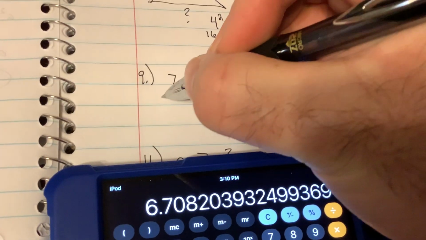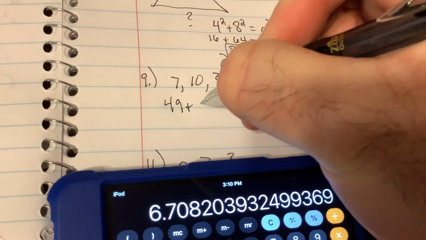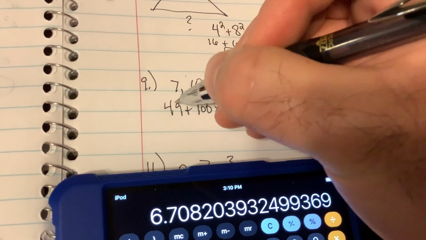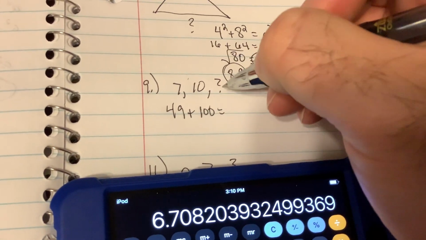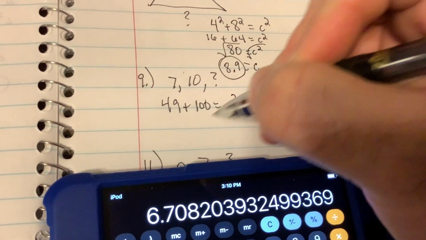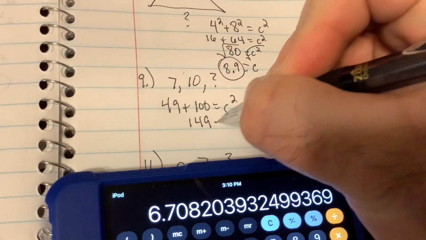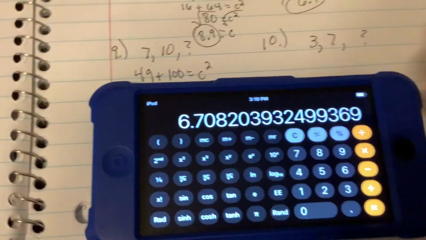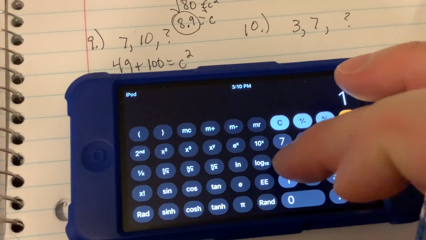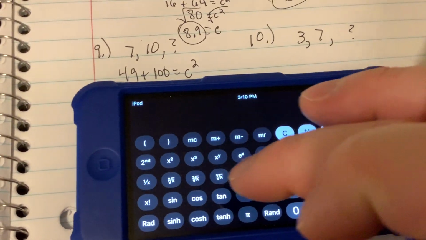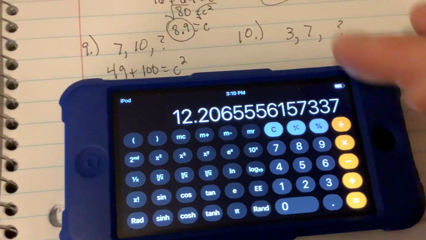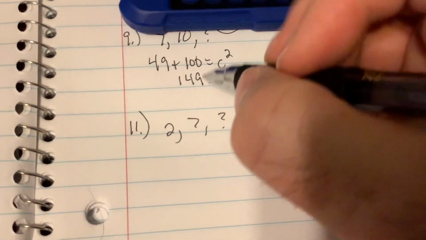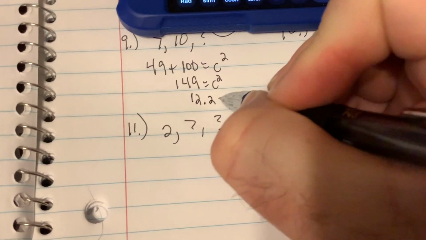This one is 49 plus 100. I'm squaring these, that's where I'm getting these numbers. 7 squared plus 10 squared equals c squared. Then add them, and then square root them both. So the square root of 149 is 12.2 rounded to the nearest tenth. So 12.2 is c.